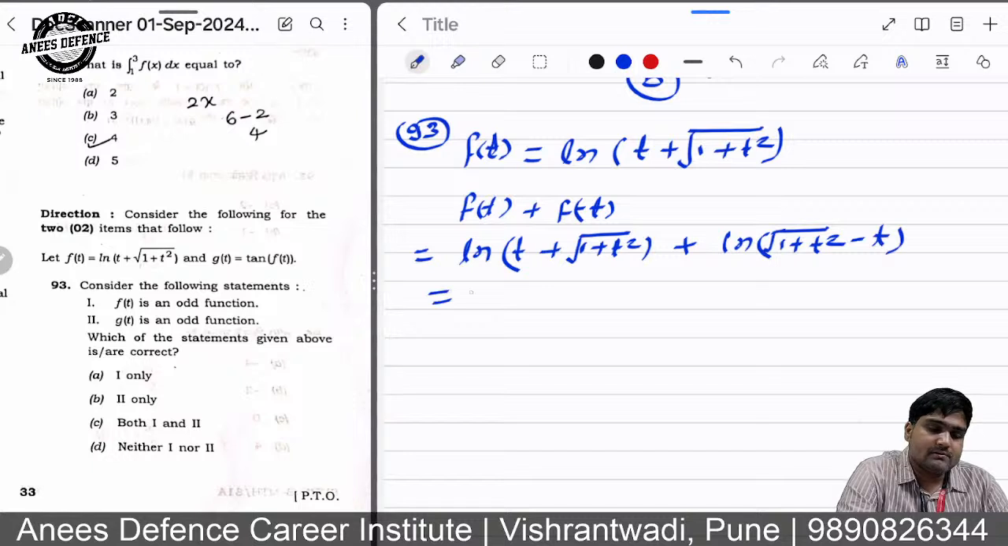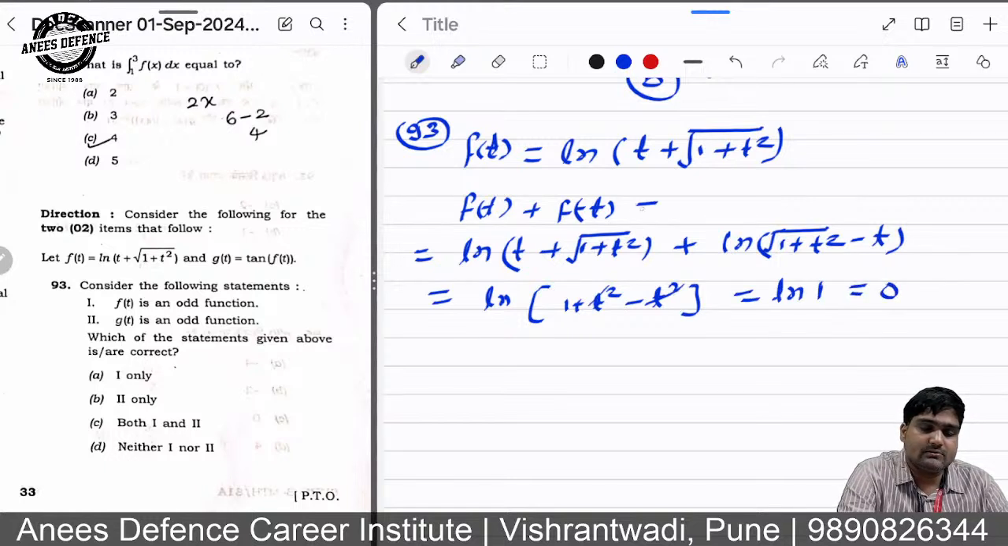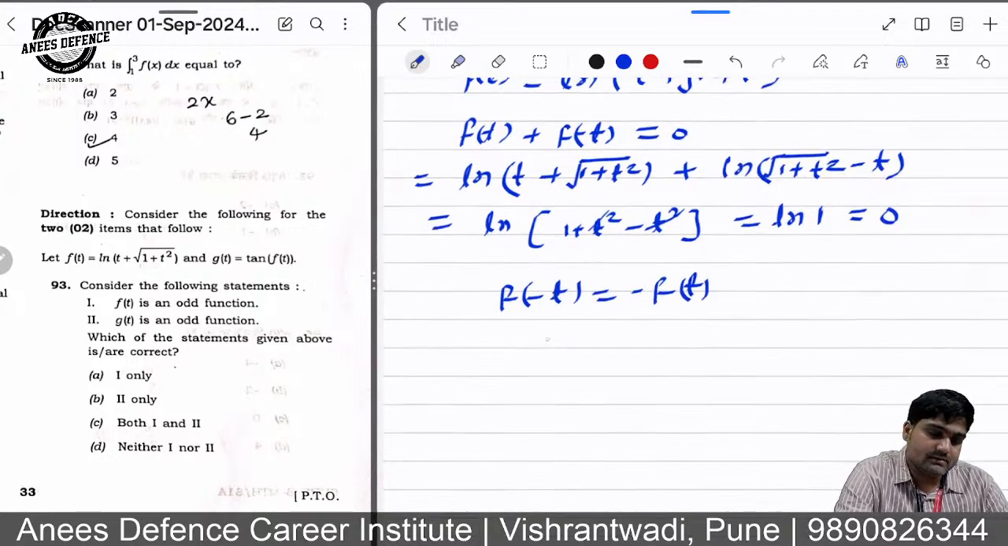Now log m plus log n is log of m into n, so it's a square minus b square. So 1 plus t square minus t square, and the t squares cancel out. ln 1 is 0, so the sum of these two functions is 0. So we can say that f of minus t is equal to negative of f of t. Hence the function f of t is an odd function.